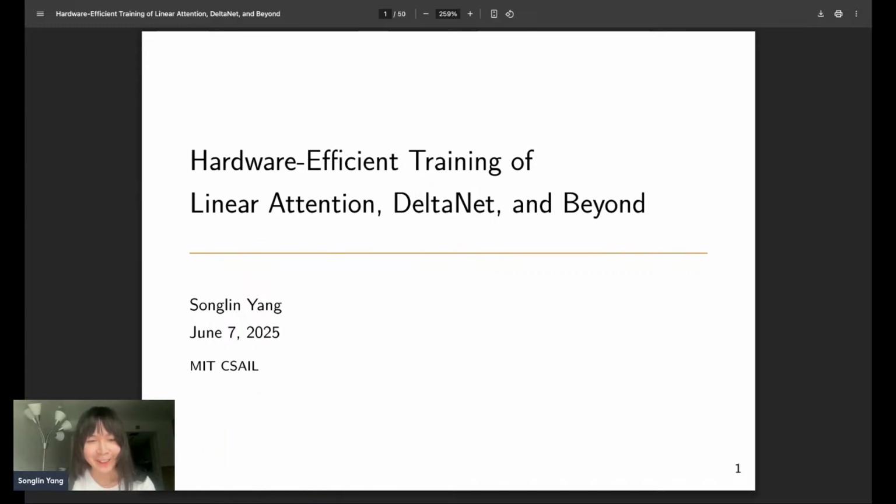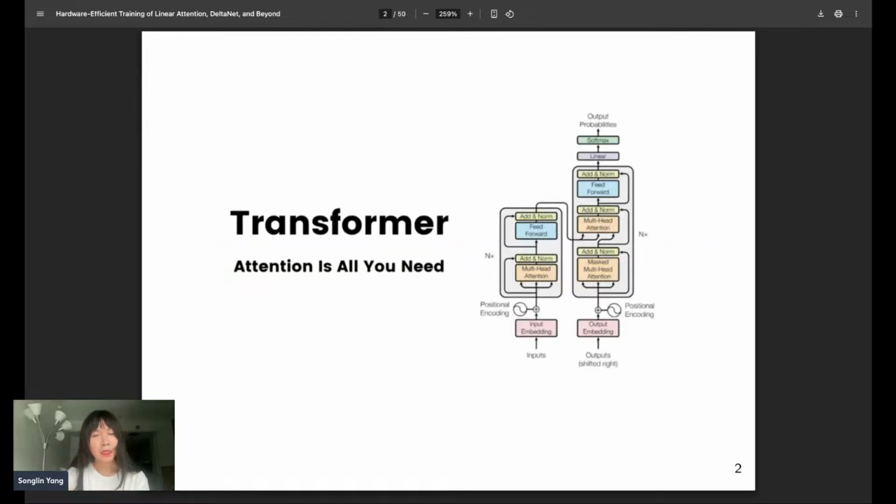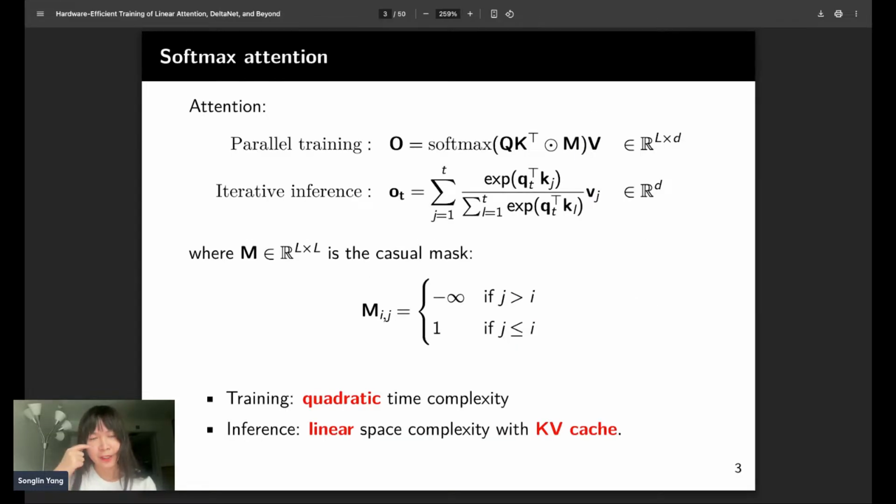Yeah, thank you for having me today. And today I'll be presenting hardware efficient training of linear attention, DeltaNet, and beyond. So first off, we have the transformer, which is the workhorse of modern generative AI. And we all know the Softmax attention mechanism. So here is a quick recap of it.